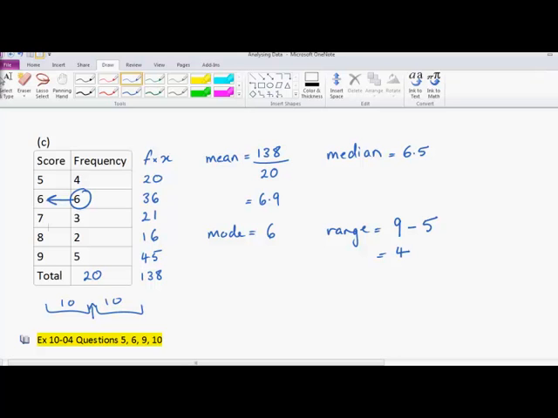Alright, so that's how we find the mean, median, mode, and range for different data sets. So your turn to have a go at those and then try the exercises in 10.04.